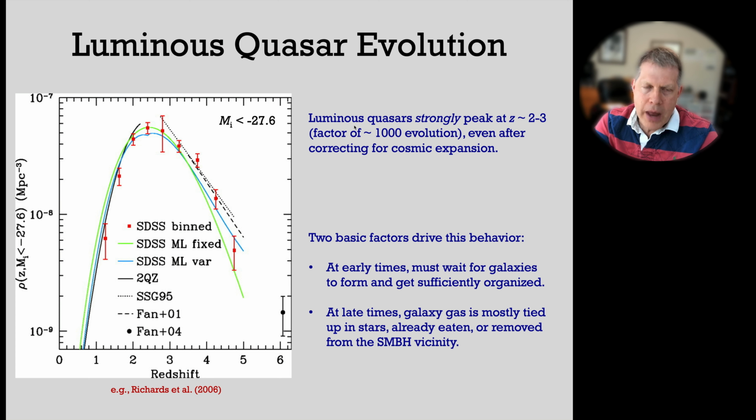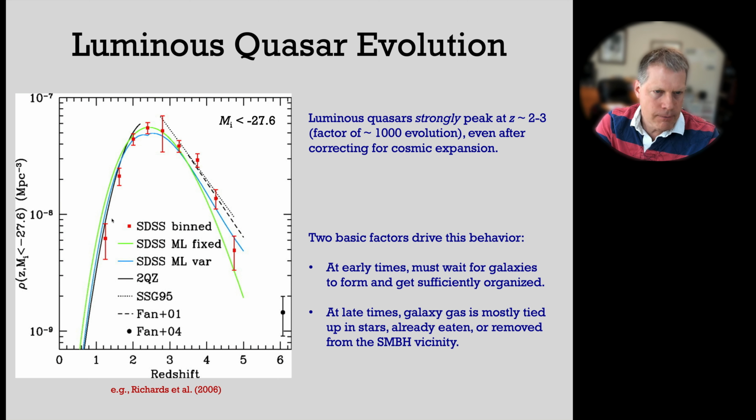And what we know now is that luminous quasars strongly peak at redshifts of about 2 to 3, as you can see here. And in this range, they are much more common, a factor of 1,000 times more common than they are in the local universe over here at redshift 0. And this plot, and these types of plots in general, already take out the effect of cosmic expansion. It's not somehow just that the quasars were more densely packed here because the universe was smaller. That's not the effect that's going on. There was true underlying evolution of the quasar population.